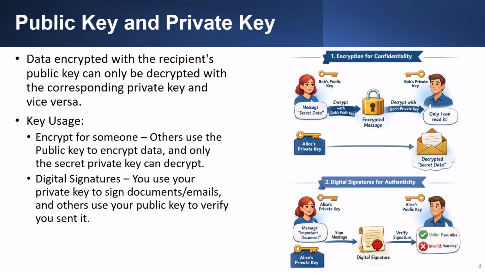Data encrypted with the recipient's public key can only be decrypted with the corresponding private key, and vice versa. Key usage includes encrypt for someone: others use the public key to encrypt data, and only the secret private key can decrypt it. And for digital signatures, you can use a private key to sign documents or emails, and others use your public key to verify you sent it.